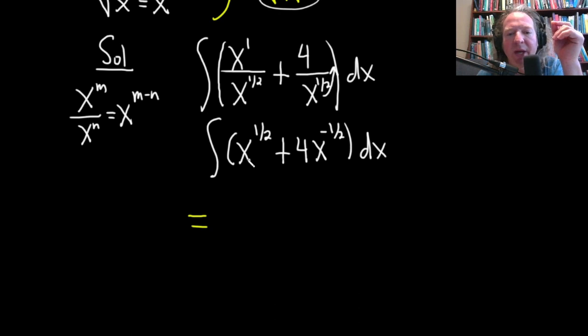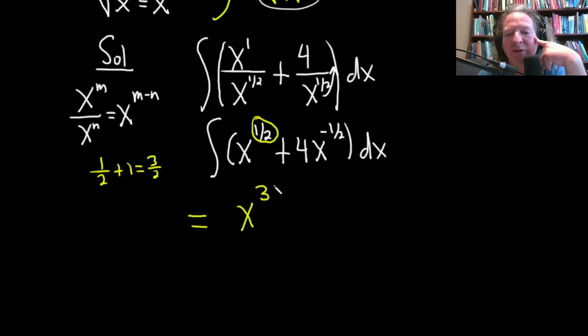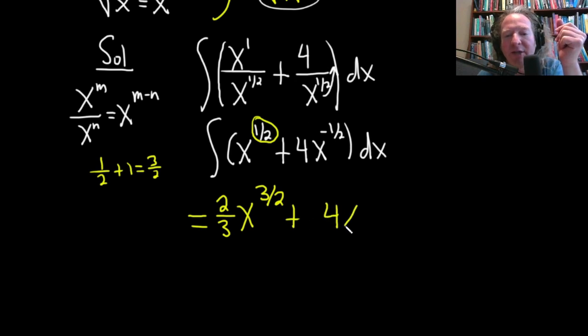This is equal to, and when we integrate, we drop the integral sign, we drop the dx. So we take this exponent here, and we add 1 to it. So 1/2 plus 1 is going to be 1/2 plus 2/2, so 3/2. So this is x to the 3/2. And then we're supposed to divide by 3/2, but instead of dividing by 3/2, we can always multiply by the reciprocal, so 2/3, plus 4. I'm going to leave some room here. And then this is x.